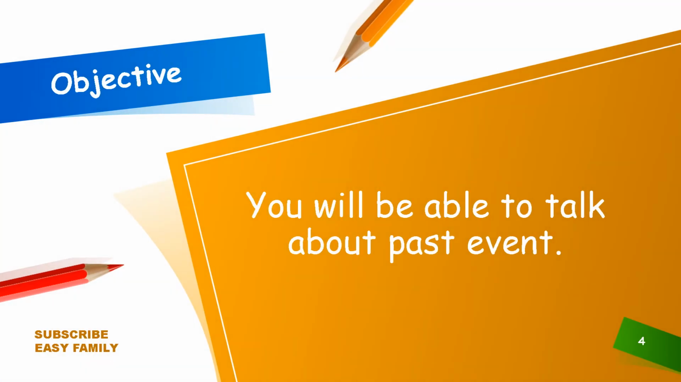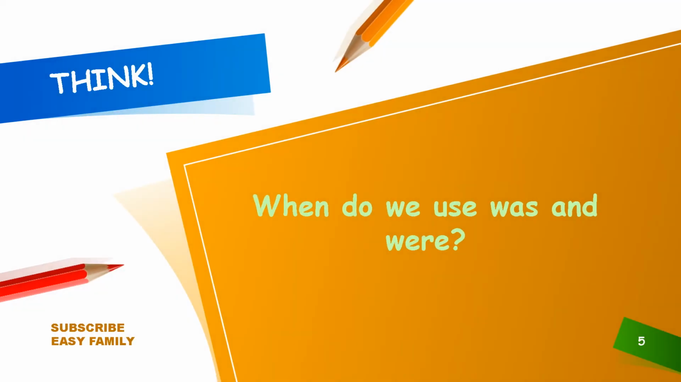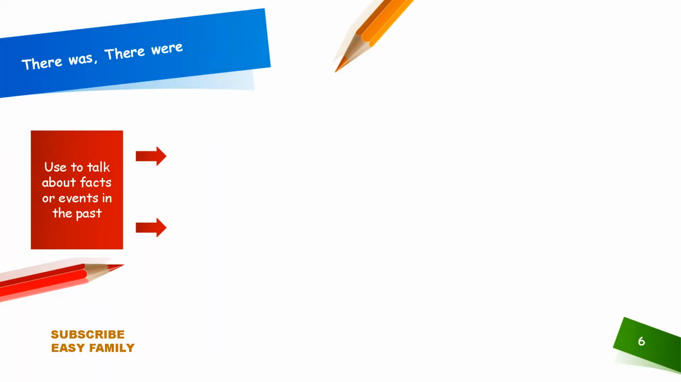Objective: you will be able to talk about past events. Think: when do we use was and were? There was and there were. Let's learn a bit about there was and there were. There was and there were are used to talk about facts or events in the past.